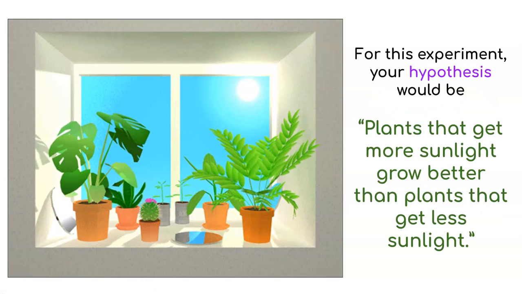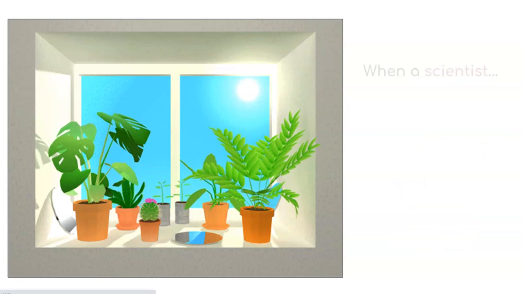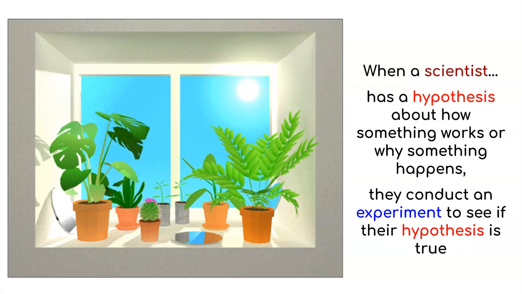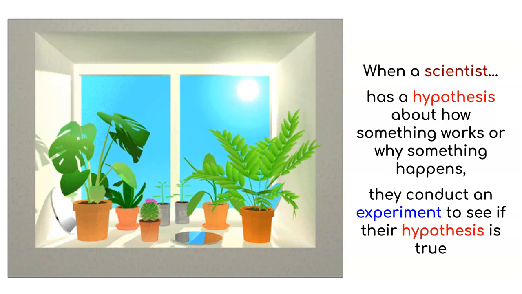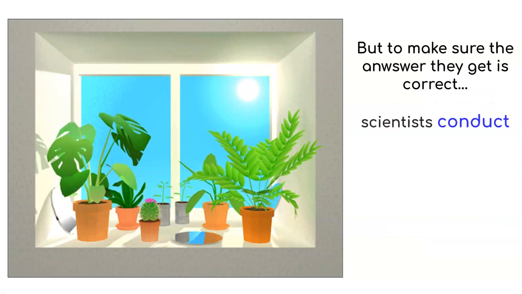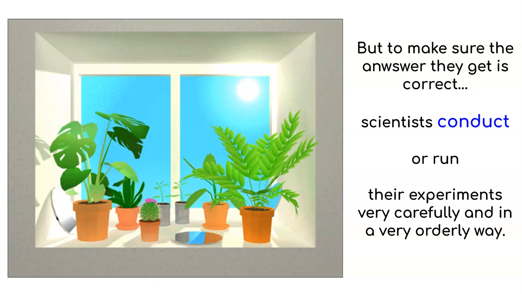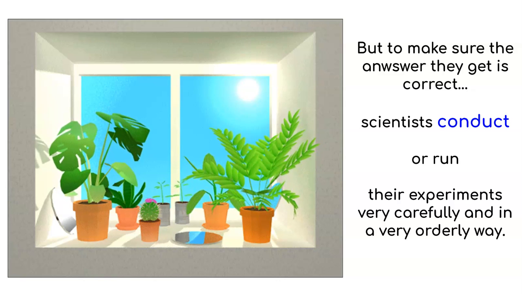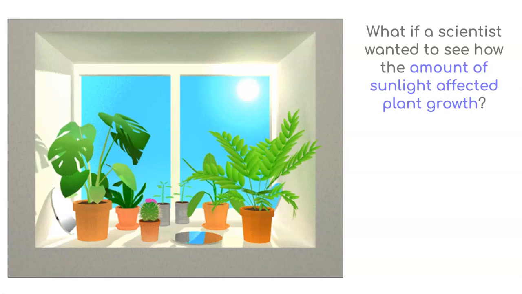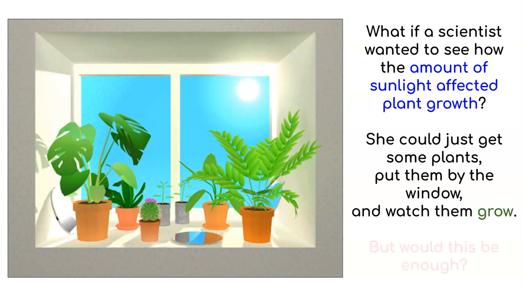For this experiment, your hypothesis would be plants that get more sunlight grow better than plants that get less sunlight. When a scientist has a hypothesis about how something works or why something happens, they conduct an experiment to see if their hypothesis is true. But to make sure the answer they get is correct, scientists conduct or run their experiments very carefully and in a very orderly way. What if a scientist wanted to see how the amount of sunlight affected plant growth?